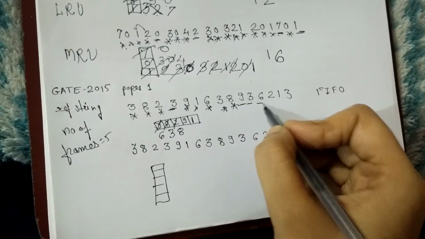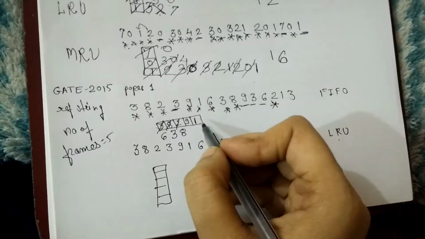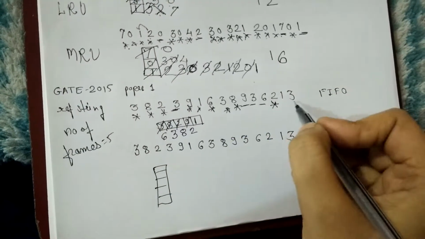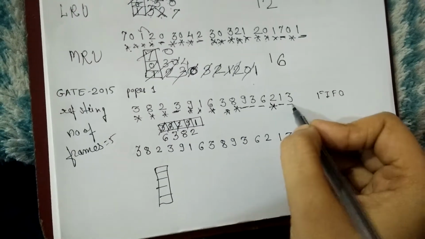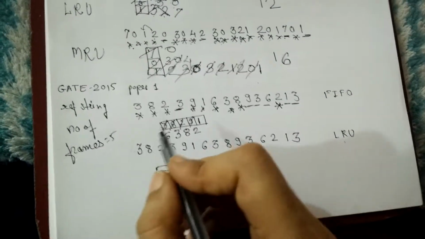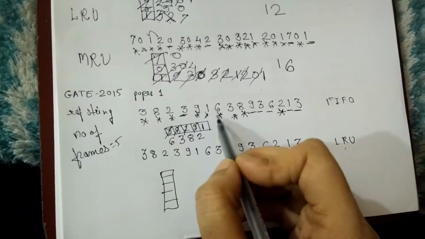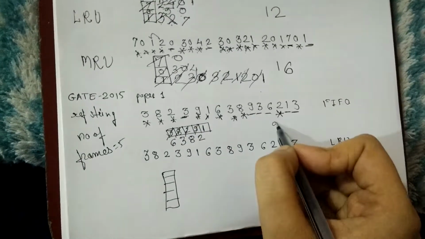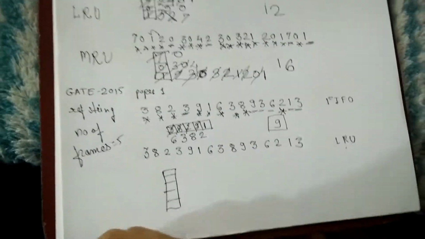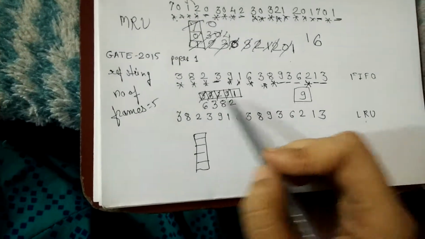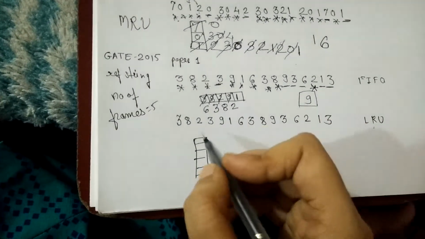for 6 there is no page fault, for 2 there is a page fault, for 1 there is no page fault, and for 3 there is no page fault. So the total number of page faults over here is 3 plus 4, 5, 6, 7, 8 and 9. Now we have to see whether least recently used also has the same number of page faults or not.